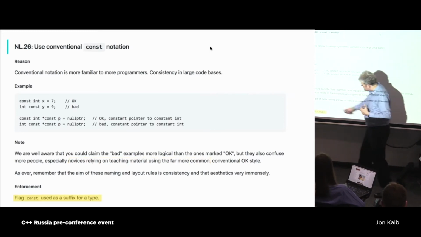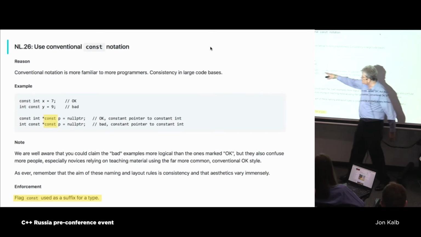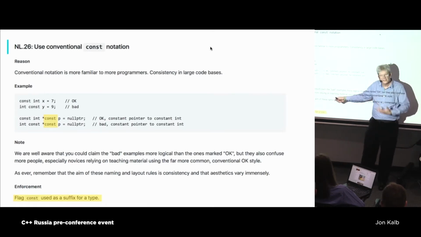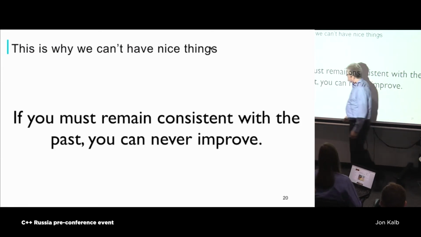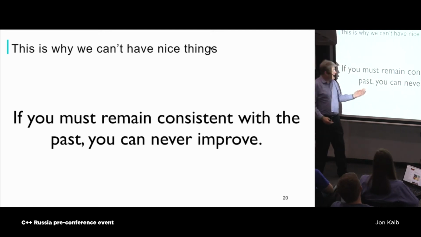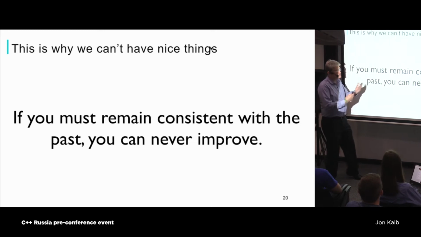I notice also it says in enforcement, we're going to flag const whenever it's used as a suffix. And yet, look at the example here, even the good example. Const is used as a suffix, which it has to be because it's a pointer. We're going to flag this? This is crazy. That's why we can't have nice things. The message here is, if you must remain consistent with the past, you can never improve. You've locked yourself in. And that's what I'm objecting to.